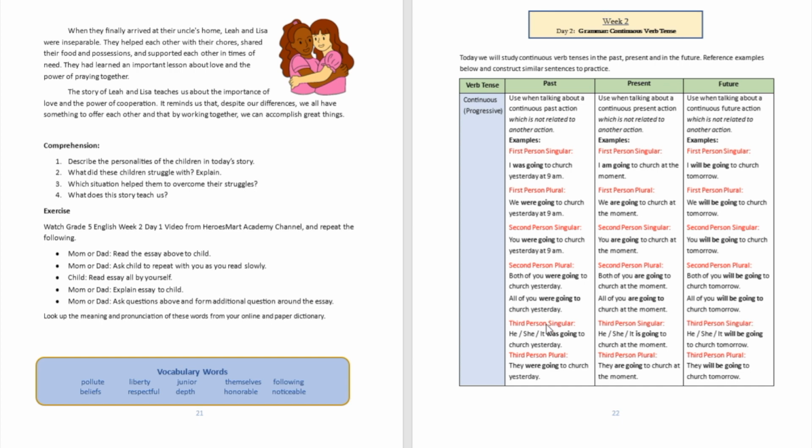Then the next section over here is third person singular, which is: he was going to church yesterday, or she was going to church yesterday, or it was going to church yesterday. Third person plural: they were going to church yesterday. You're talking about a third person to a second person. All right, they were going to church yesterday. So that's in the past category of things.